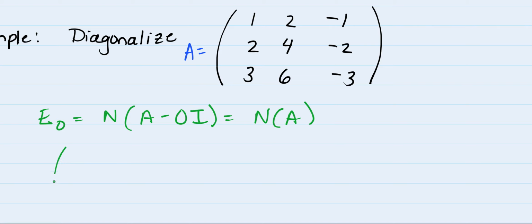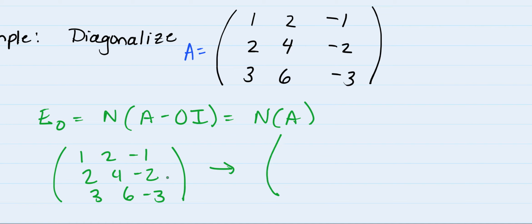All right, so we need to take the matrix 1, 2, -1, 2, 4, -2, 3, 6, -3, and put it into reduced row echelon form. One thing to notice is that this row and this row are just multiples of the first row, right? If I multiply this one by 2, I get the second row, and if I multiply it by 3, I get the third row. So the reduced row echelon form looks like this.